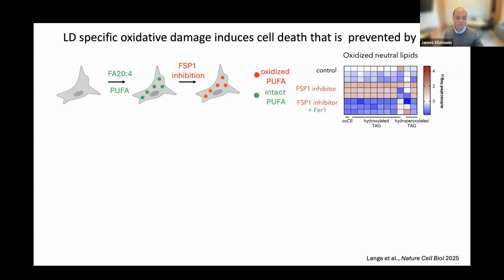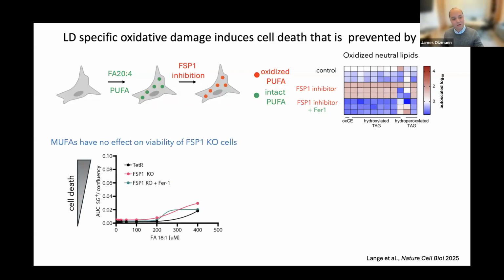Now, if we added a MUFA, a monounsaturated fatty acid, which is less prone to oxidation, and looked at cell death, there was very little effect. This is a very good stimulator of triacylglycerol and lipid droplets, but we don't see any cell death occurring, maybe a little bit at 400 micromolar, these high concentrations, but no real difference in our FSP1 knockout.